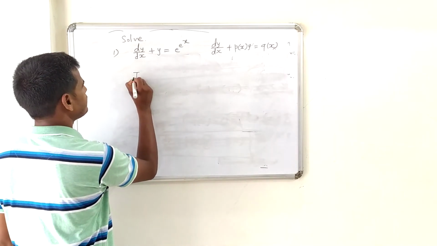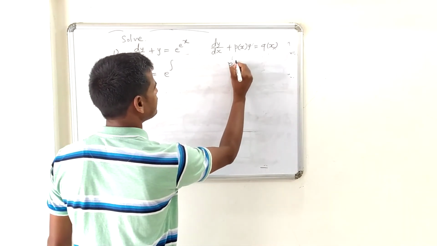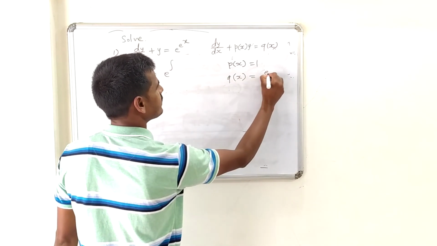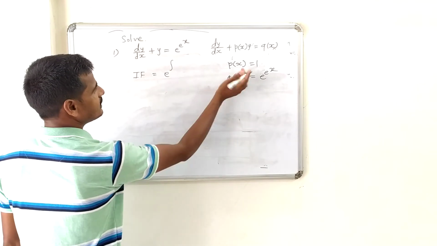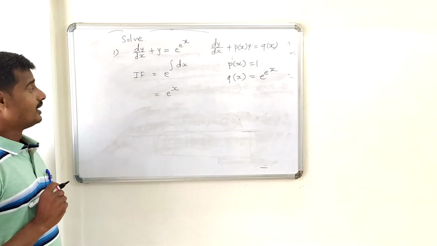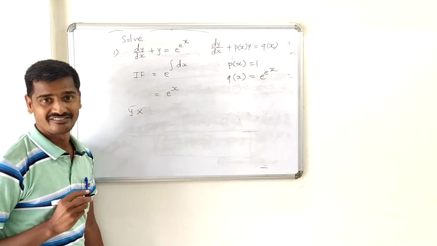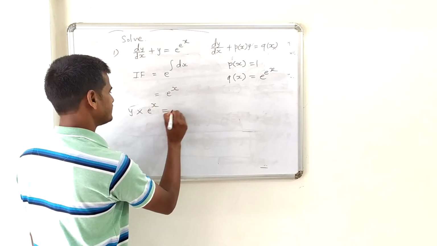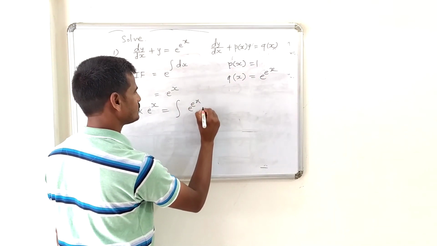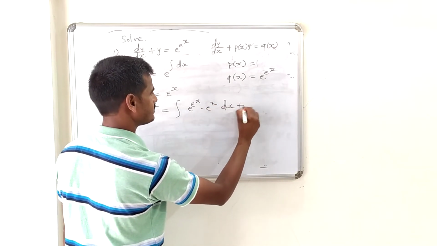So get the integrating factor. The integrating factor is e to the power integral of P(x) dx. Here P(x) is 1 and Q(x) is e^(e^x). So e to the power integral of 1 dx, so the integrating factor is e^x. Now its solution is y times the integrating factor e^x, is equal to the integral of Q(x), that is e^(e^x), multiplied by the integrating factor e^x dx, plus c.